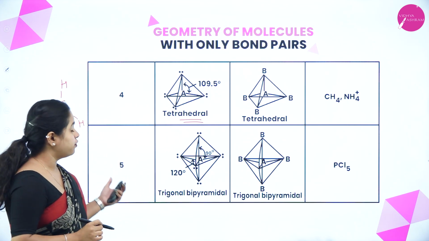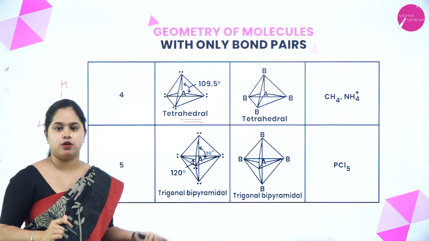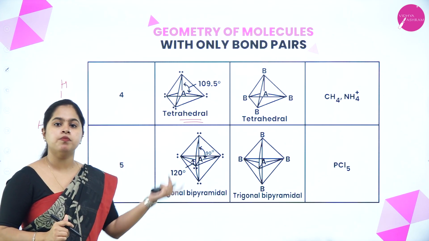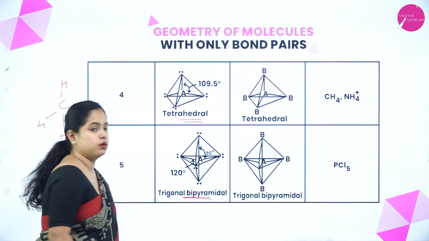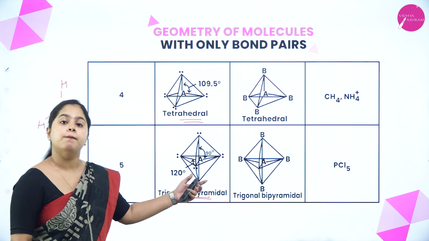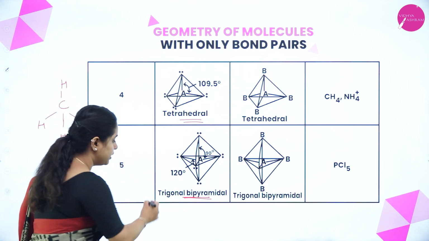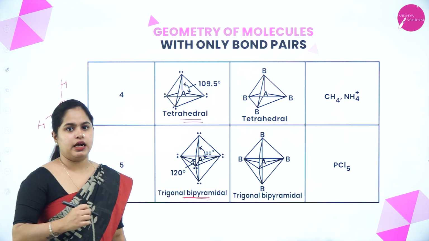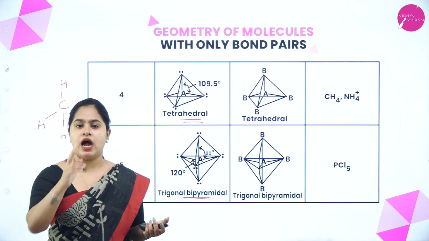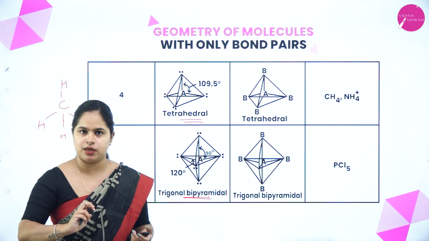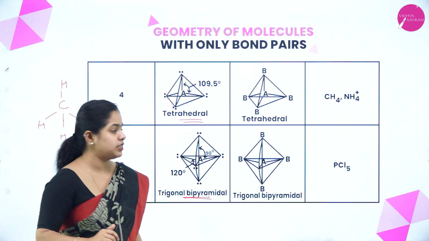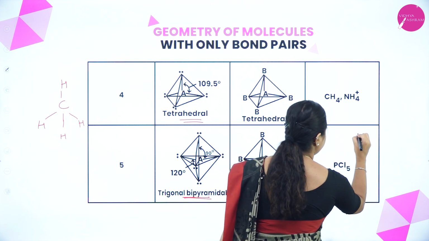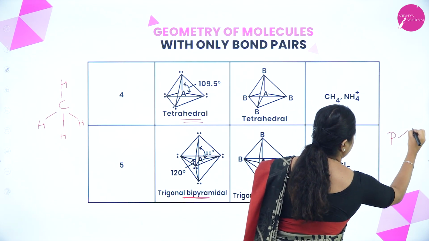Now if 5 electron pairs are present, only 5 bond pairs and no lone pair, the shape or the geometry of the molecule is trigonal bipyramidal. Trigonal and bipyramidal means some triangle shape is there and a bipyramidal, two pyramidal shape, is also there. As you can see, let's take the example of PCl5.